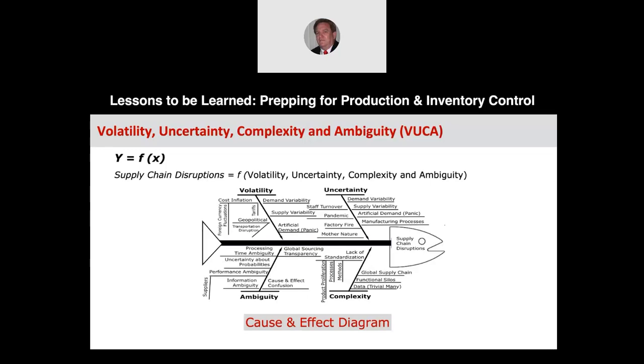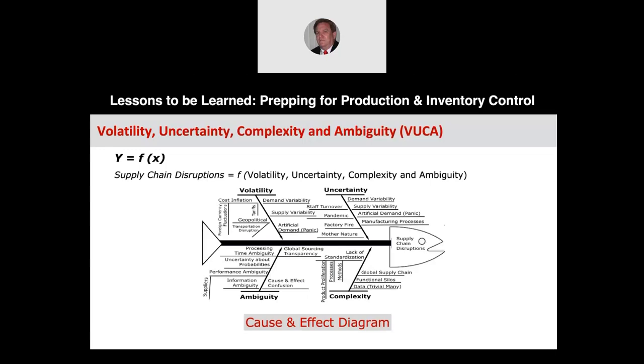I did the same thing for uncertainty, and you'll see the same, what you might call the usual suspects: demand variability, supply variability, artificial demand. You also have your manufacturing process being reliable. You have staff turnover, pandemic, factory fire, Mother Nature.